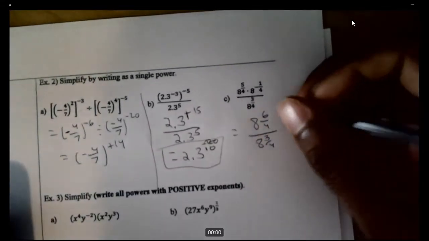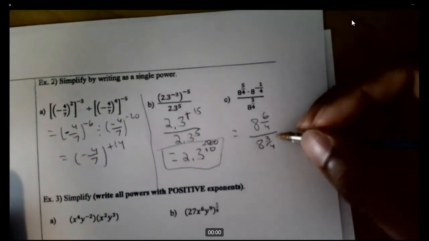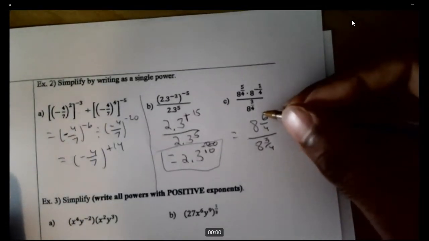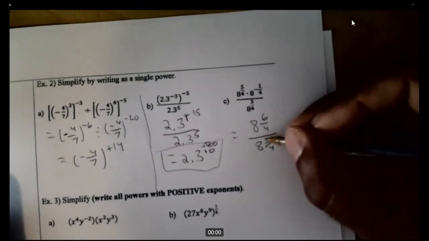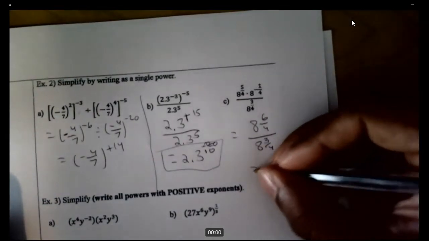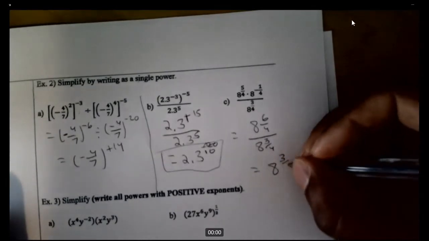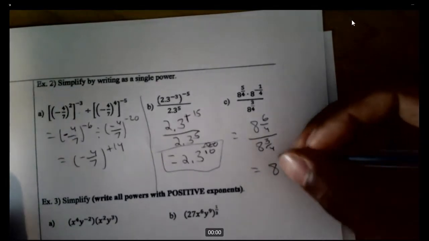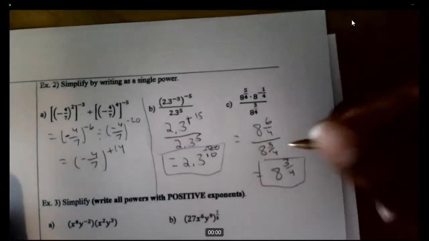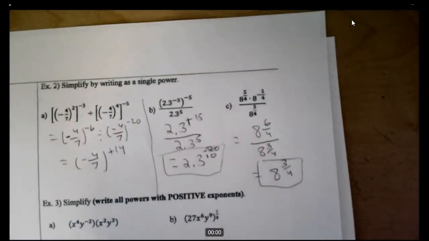Okay, so luckily the fractions have the same base, so we can just subtract them now, right? So 6 minus 3 gives you 3, so it's going to be 8 to the power of 3/4. Okay. All right. Good. So let's keep going.